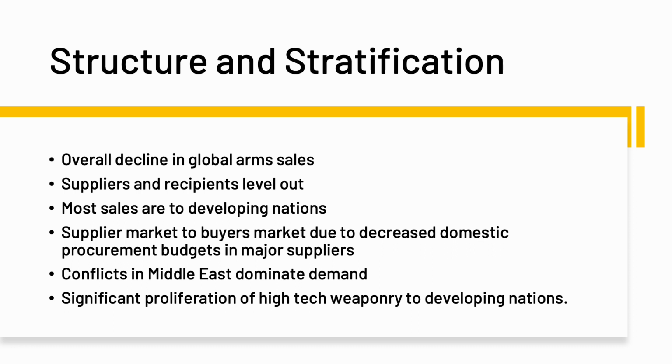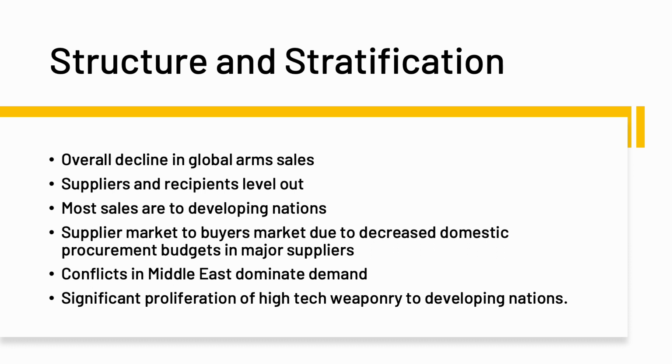We also see that the number of suppliers and recipients at this point in time are leveling out, so they are no longer increasing or decreasing at significant levels. Most of the sales during this particular time are going to be to developing nations, and the vast majority of the sales are going to Iran and Iraq. Almost every state that could produce arms, and this is not a figure of speech, you can take a look at the stats on SIPRI. From 1980 to 89, almost every state that could produce arms did ship them to either Iran or Iraq. It was an absolute melee for about 10 years.